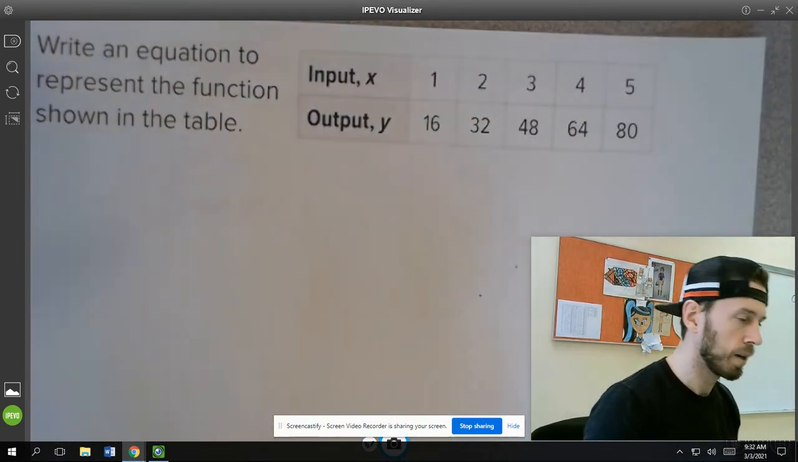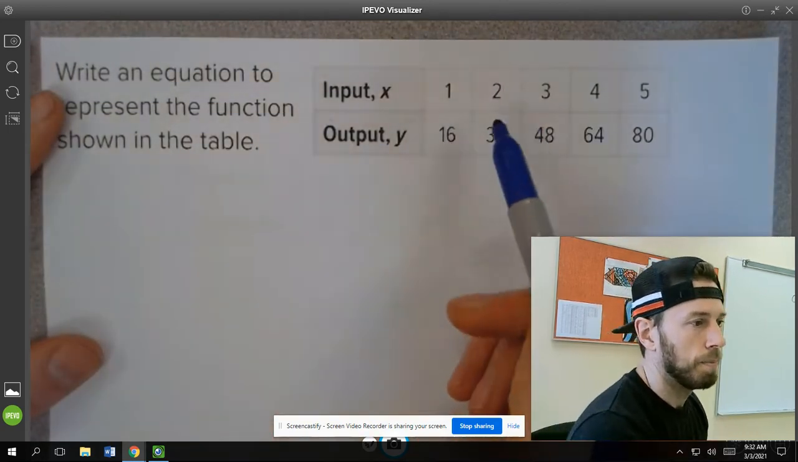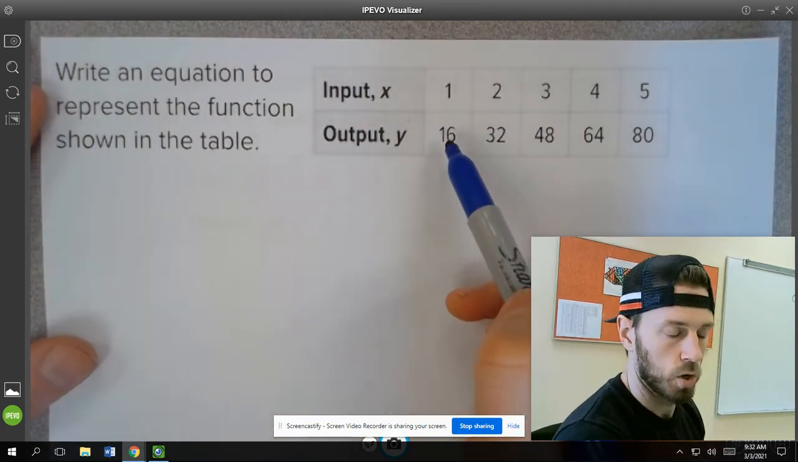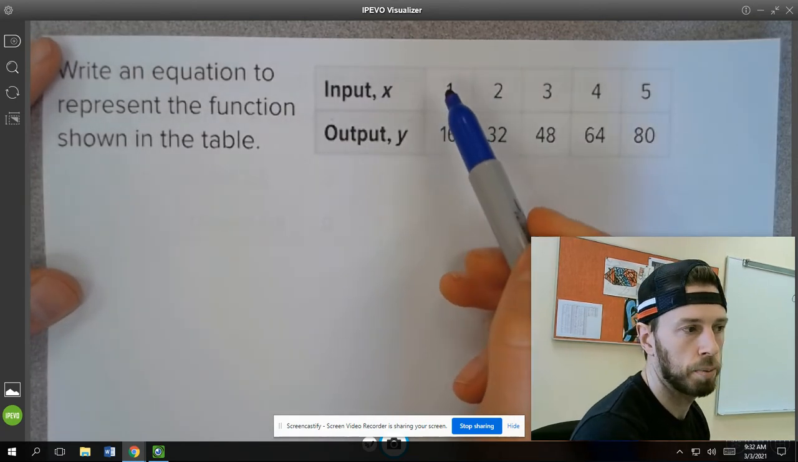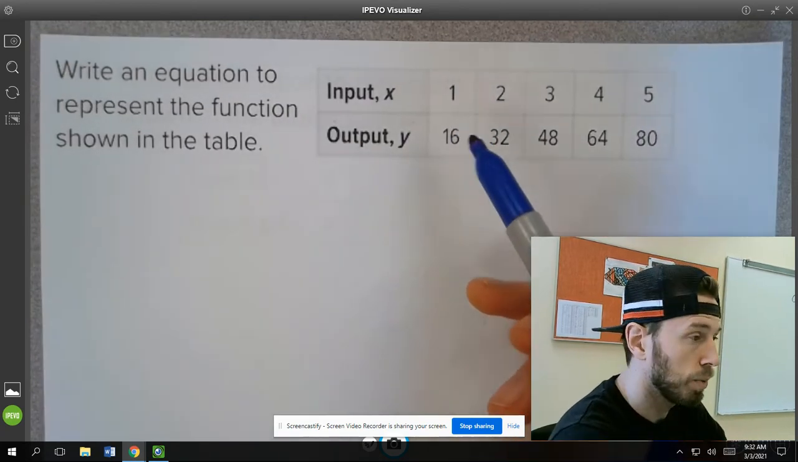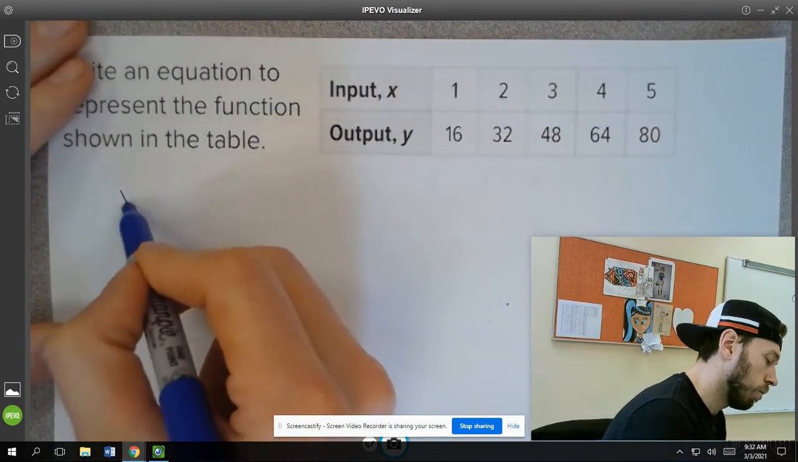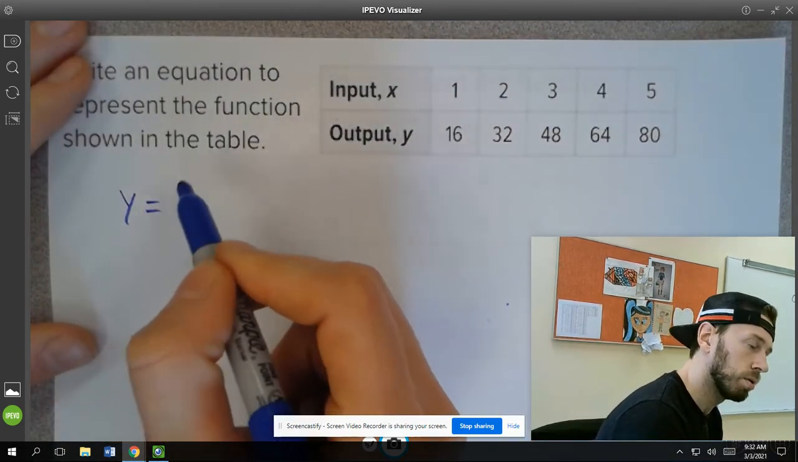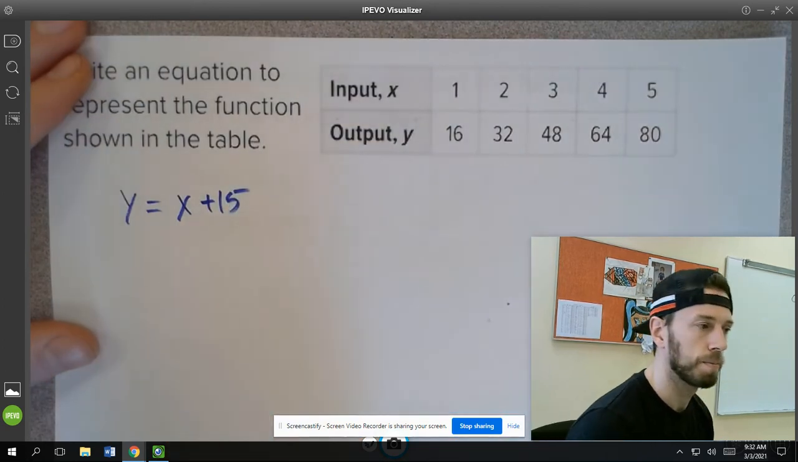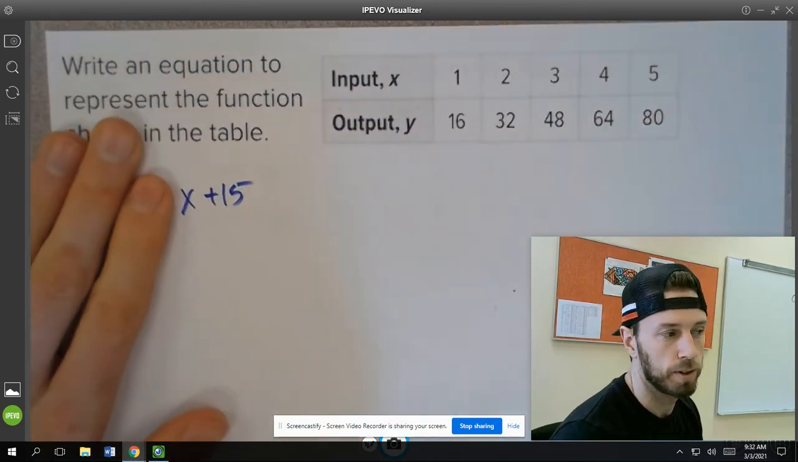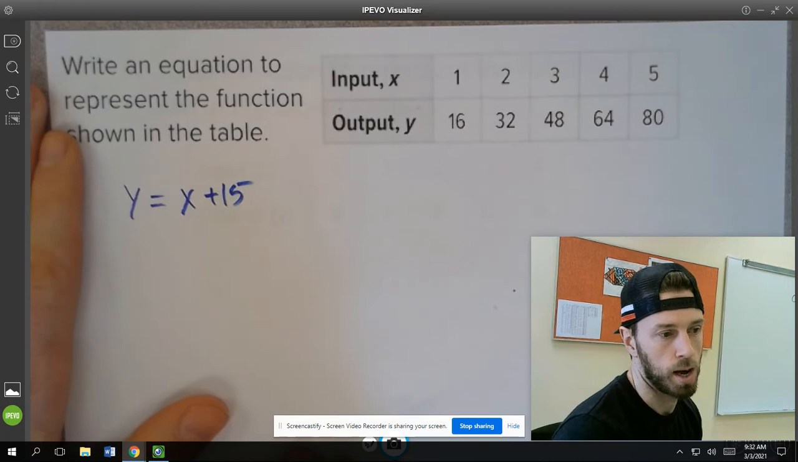Yeah, we'll start here. If the input is 1 and the output is 16, your first thought could be, oh, well, the rule is plus 15, right? Because 1 plus 15 gives you 16. So we could just say that the rule is the output equals the input plus 15, right? So x plus 15 is the rule that gives us the output, y.